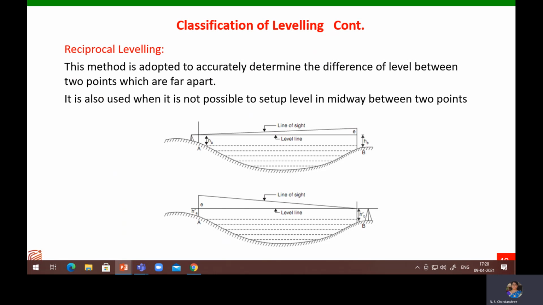Next we have reciprocal leveling. This method is adopted to accurately determine the difference of levels between two points which are very far apart. Let us say we are conducting a survey from somewhere here and we have reached this point. From this point we have to transfer it to the point on the other side, because of some river or some kind of obstruction here. This obstruction is an obstruction to chaining.